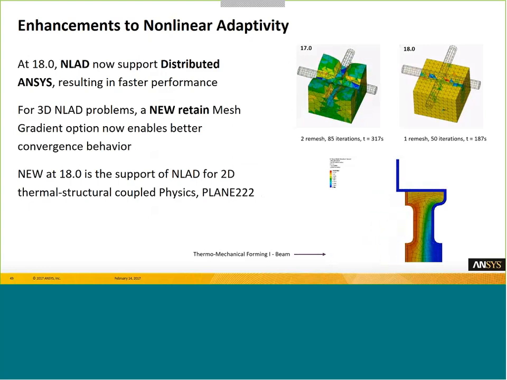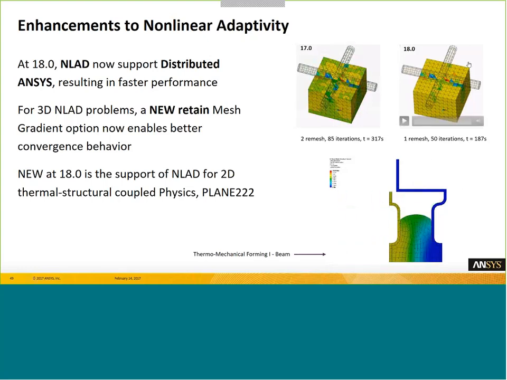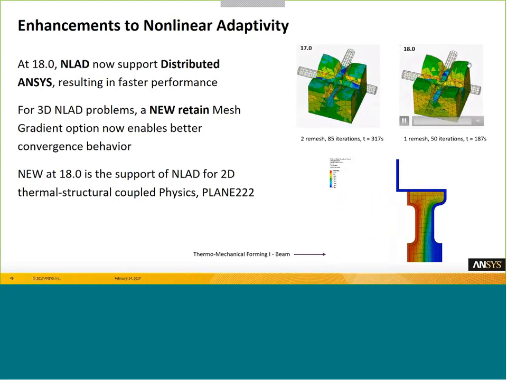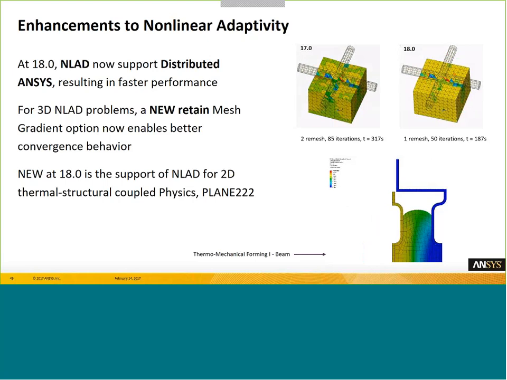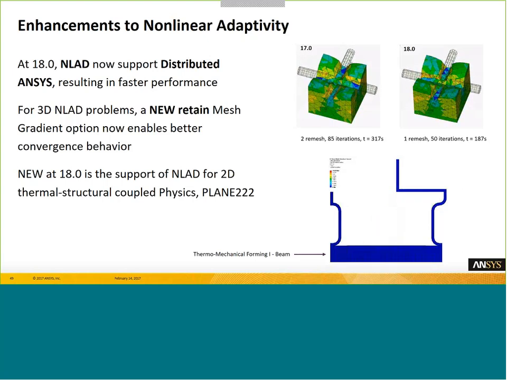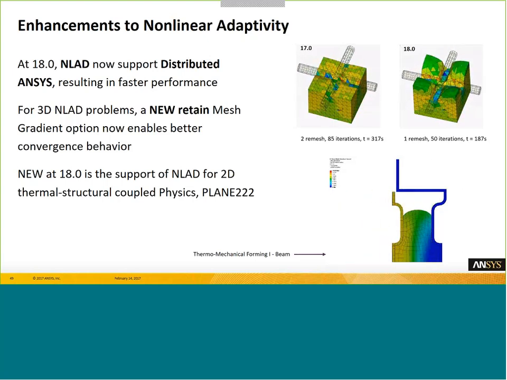So the solution time for that model, which is pretty impressive in its own right, is just over 300 seconds. And at 18.0, by minimizing the remeshing process, we can cut this down in terms of number of iterations, and also as a consequence, the solution time drops from 317 to less than 190 seconds. So quite nice improvements there.